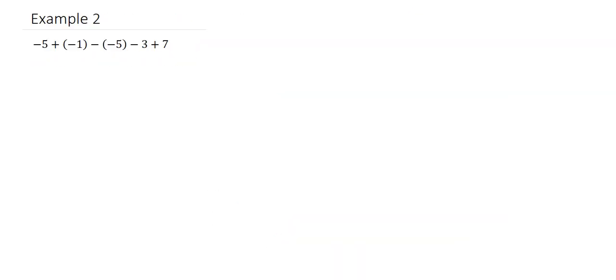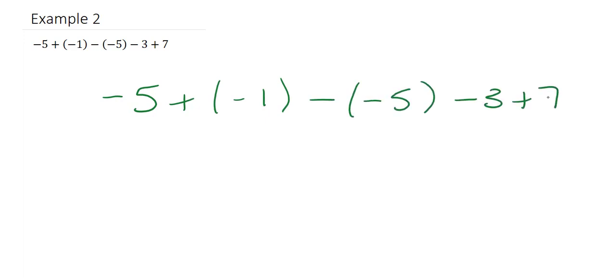Example 2, we have -5 plus -1 minus -5 minus 3 plus 7. So we're just going to work left to right. So we can just rewrite this. So the first thing I would do is I would just start right on the far left and just do the first two together. So we have -5 plus -1. So that's just adding two negative numbers together. So that would be equal to 5 plus 1, which would be 6, but we keep the sign, which is negative. So we have -6.